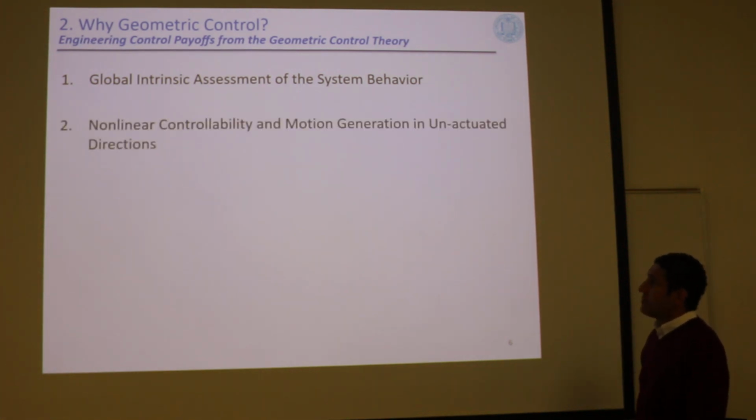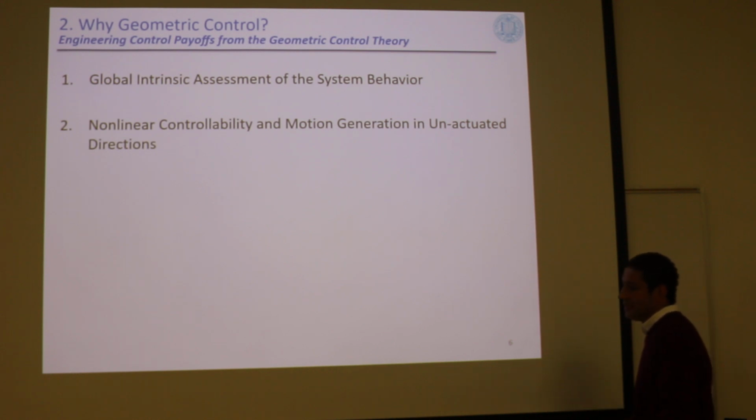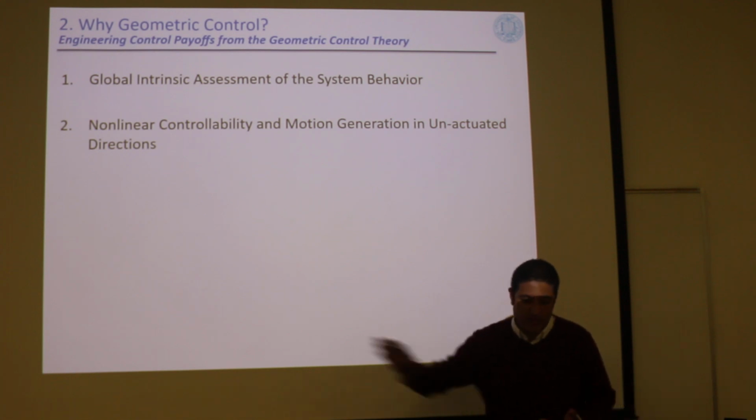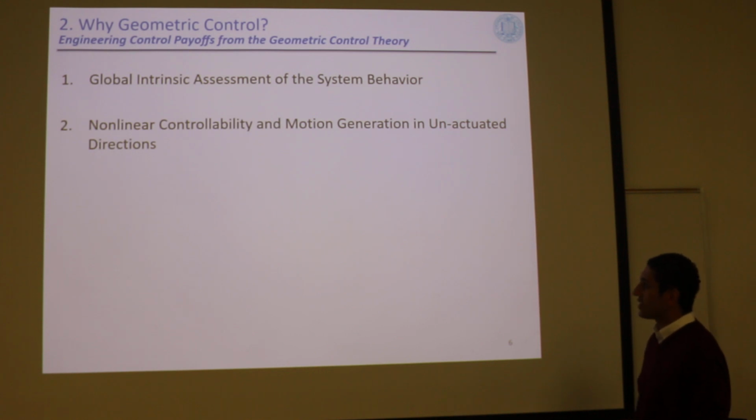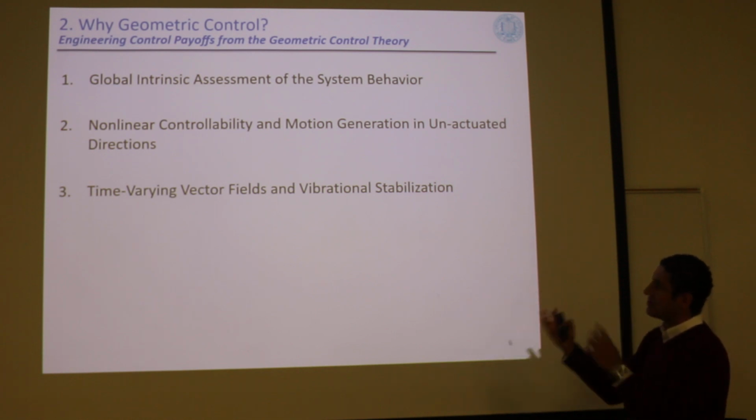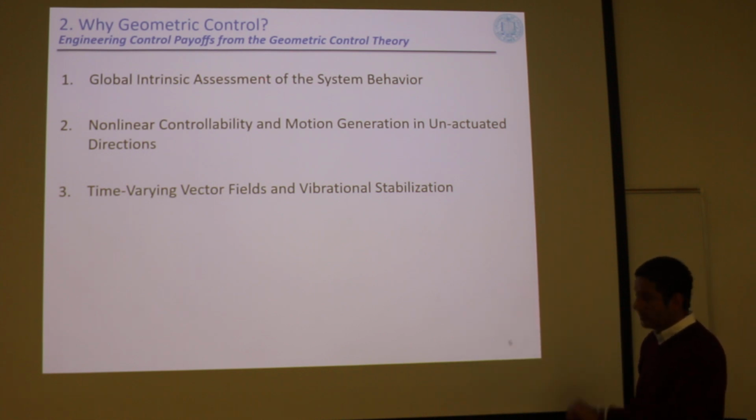But even if we do local analysis, and this is my favorite part, sometimes when we apply geometric control theory, we get very interesting stuff like nonlinear controllability and motion generation in unactuated directions. You have some directions over which you don't have an actuator to push you in that direction, even though the geometric control will tell you how to move in that new direction. Combined with averaging theory, geometric control and averaging together, they will give you very useful tools to analyze time-varying systems and what we call vibrational stabilization, vibrational control. I'll give you an example of each one today, hopefully if we have some time.